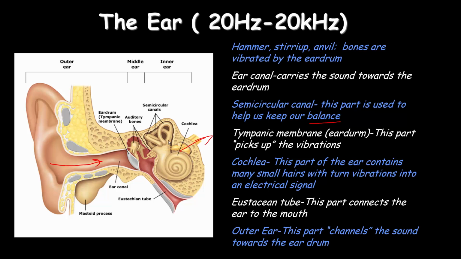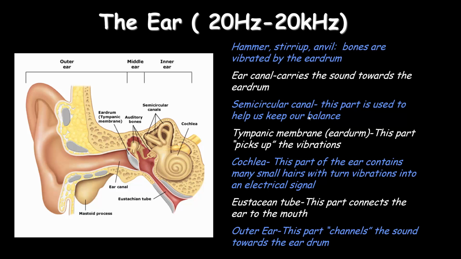Okay. Then we have the eustachian tube, and this is the part of the ear that actually connects the ear to the mouth. And we have the outer ear, and this is the part that channels. All these different lobes of your ear are designed to help channel the sounds into the ear canal.